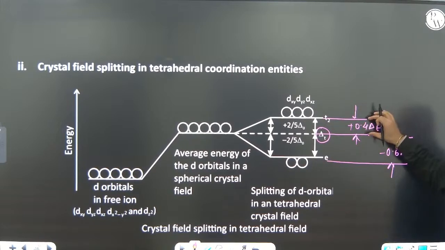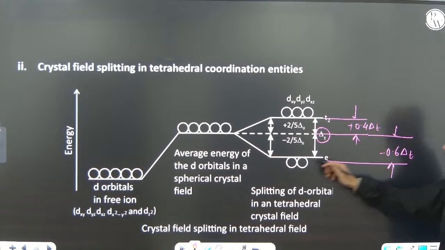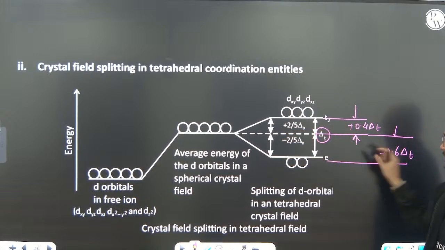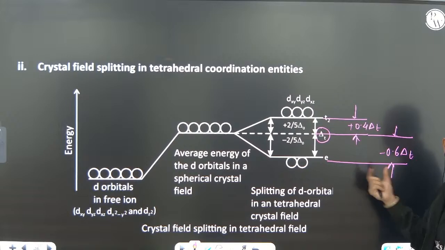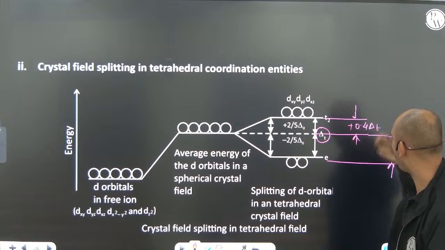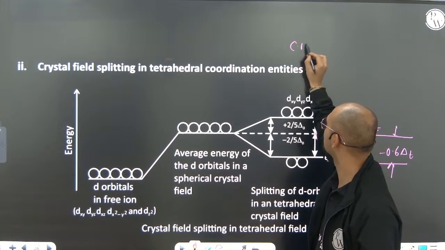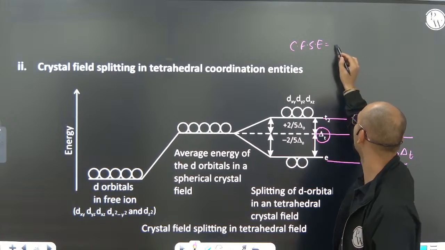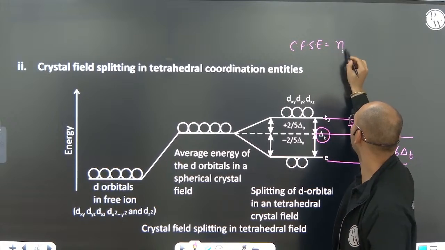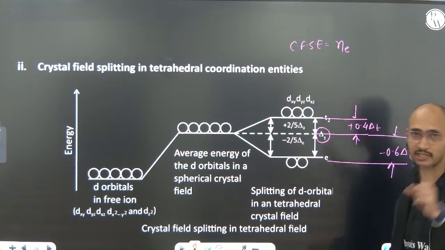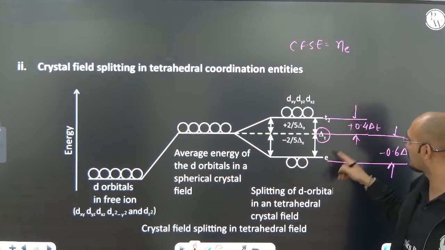So delta T, plus 0.4, minus 0.6. Just for keeping the average constant, the splitting is in such a way. Now, how do you find out CFSE here? Crystal field stabilization energy in this case will be given as: number of E electrons. I am not using g because there is no gerade symmetry here. That's why g is not used.